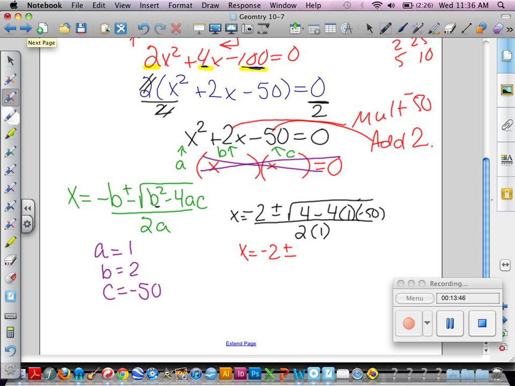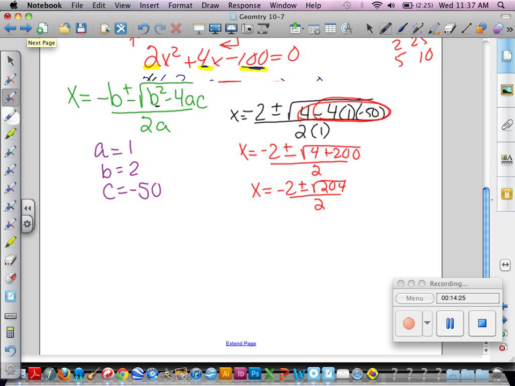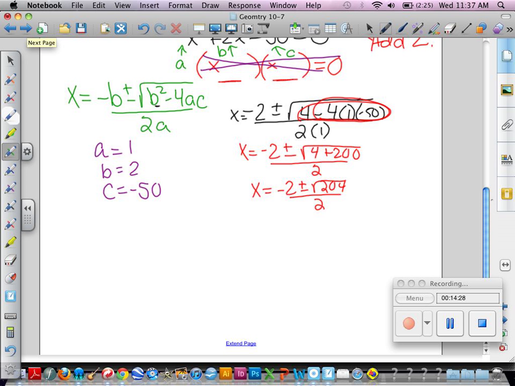All right, so now I have x equals negative 2 plus or minus, and I'm working on this right here, guys. Square root of 4 minus 4 times 1 times negative 50 is going to get me a positive 200. And then that's all over 2. So now I have x equals negative 2 plus or minus root 204, all over 2. So, you know, when you are trying to factor, sometimes you get 2 answers. Same thing with the quadratic formula. You're going to possibly have 2 answers here.